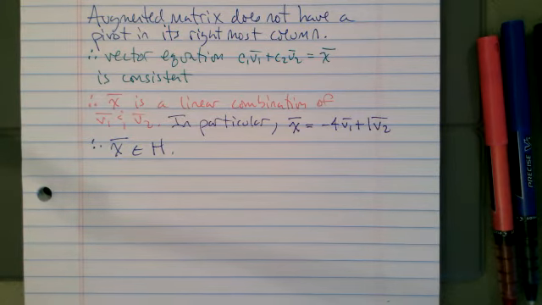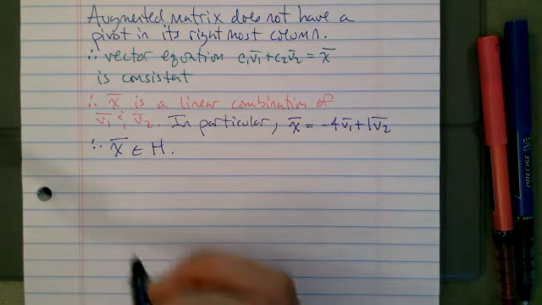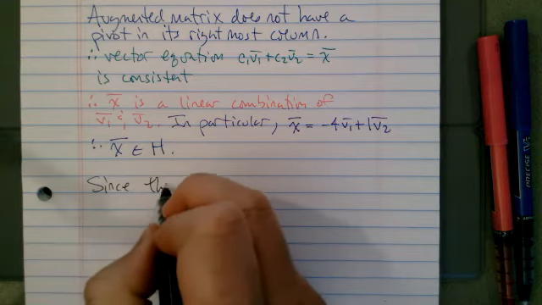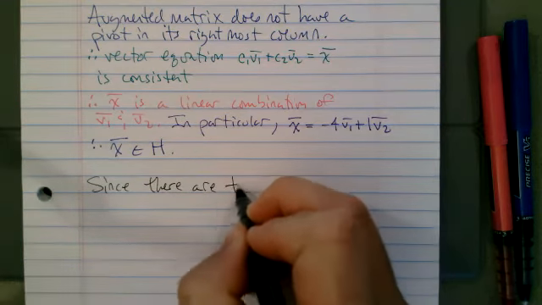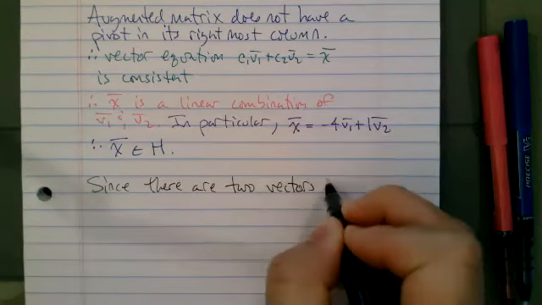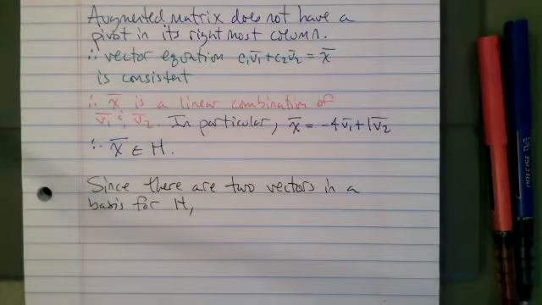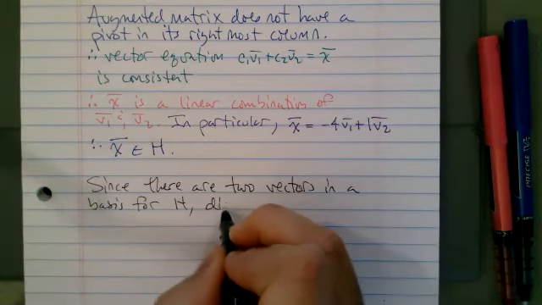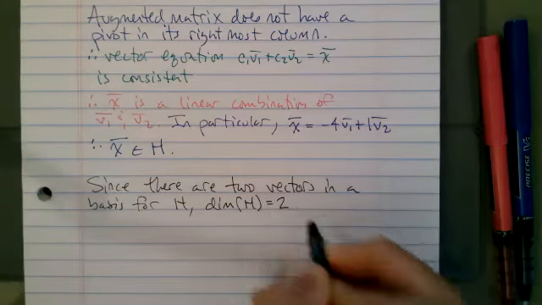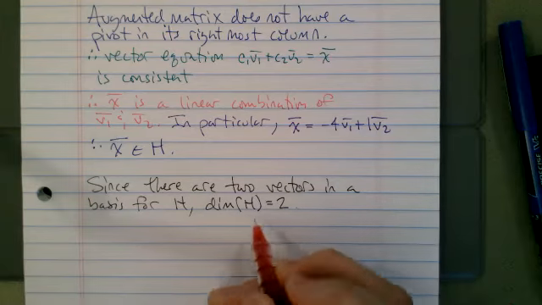I got two more things. There are two vectors in a basis for H, so we'll say that H is a two-dimensional subspace of R3. Since there are two vectors in a basis for H, we say that the dimension of the basis is 2. So this is the dimension of H.